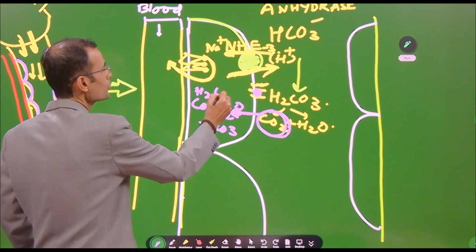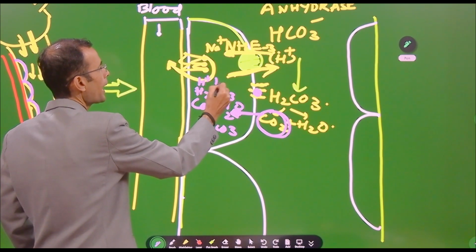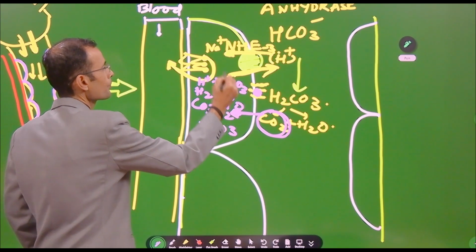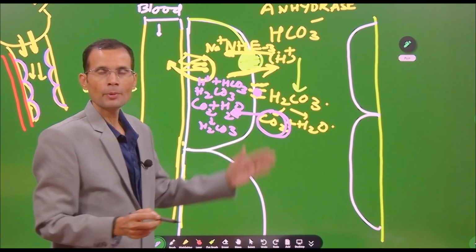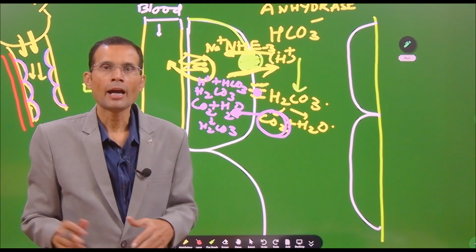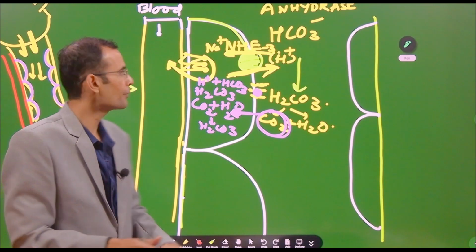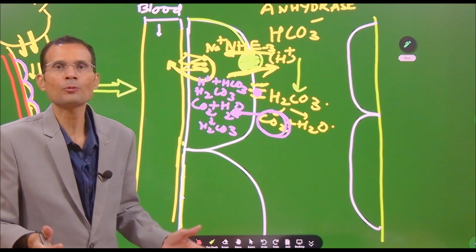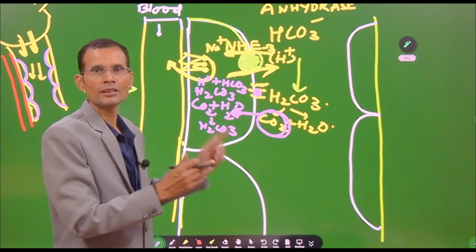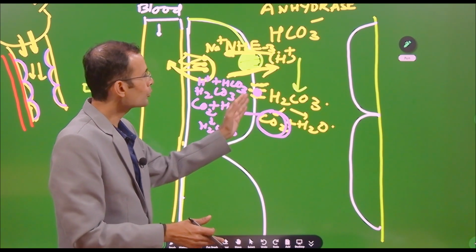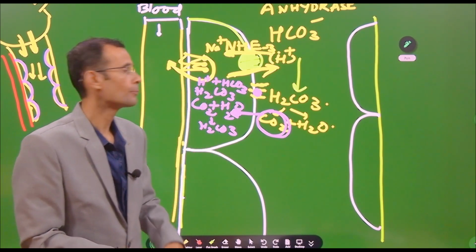Let's write it here, H2CO3, which will again split into H plus and HCO3 minus. So again we have H plus and HCO3 minus inside the cell. And this was possible inside the cell because the carbonic anhydrase enzyme is very much present inside the cell as well. It was bound to these GPI linkages, it is bound to the membrane, so it could form this reaction in the tubular fluids and again inside the cell.